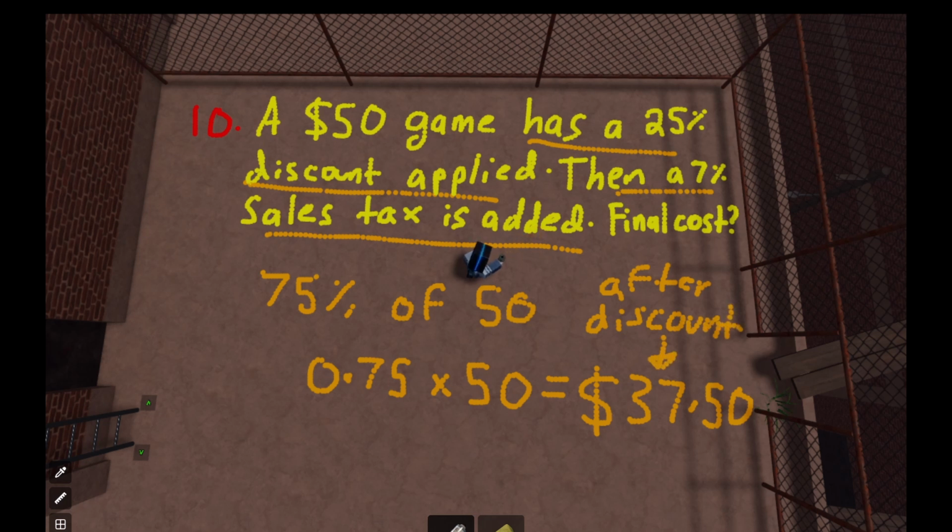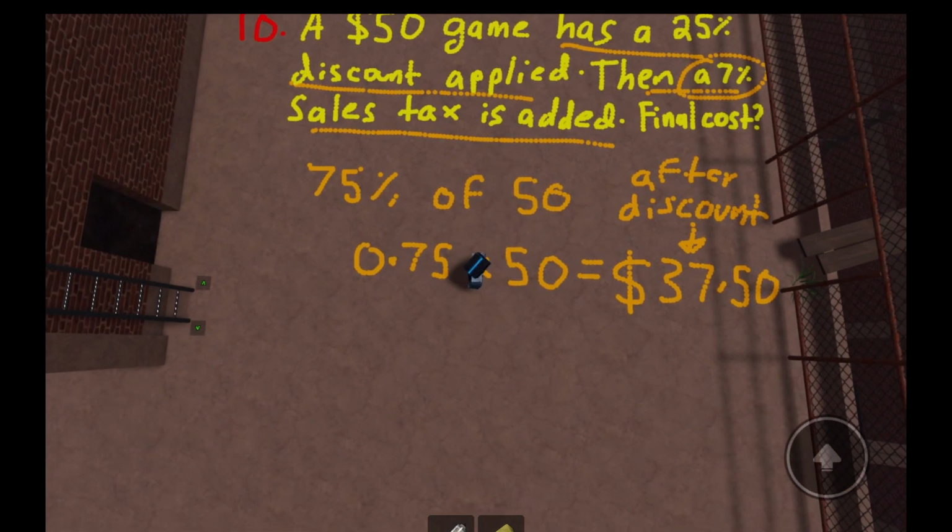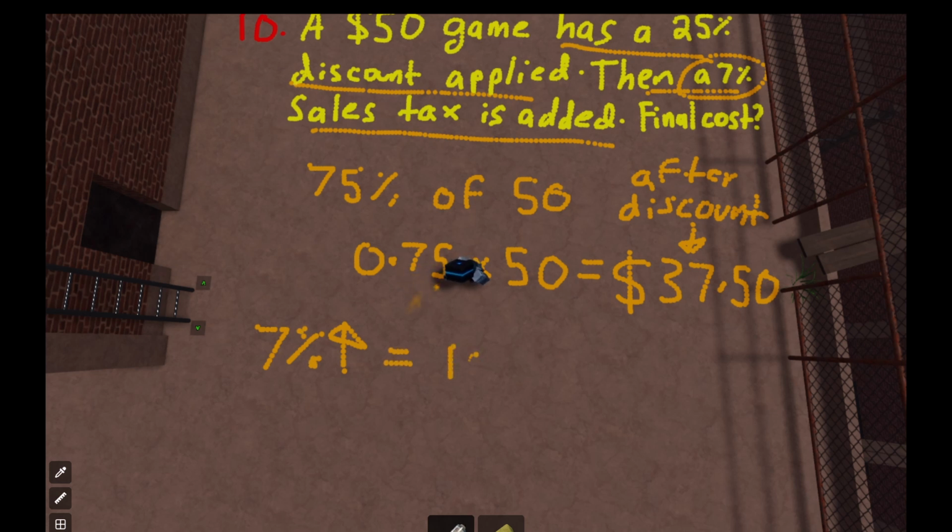But now we need to apply the 7% sales tax. So let's do that. The way to think about that is that a 7% sales tax is a 7% increase in the cost. If you have a 7% increase, this means that the cost of the item is going to be 100 plus 7%. So in other words, that's just 107% of $37.50.